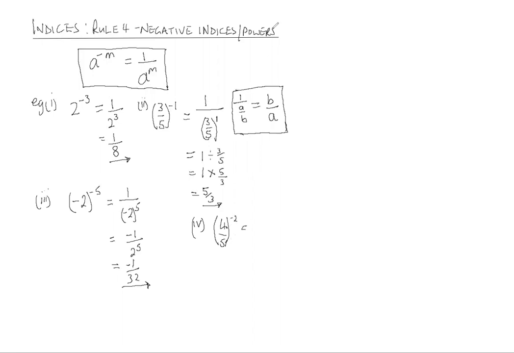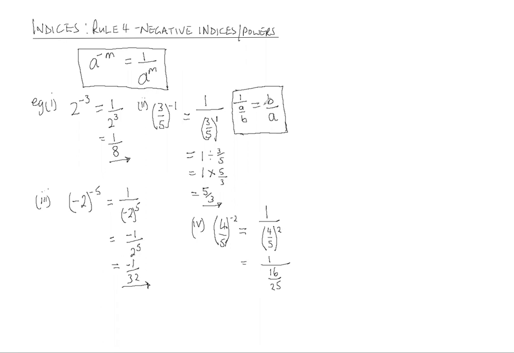So again, our principle is the same. Whenever there's a negative, start with 1 over. So this becomes 1 over 4 over 5. Now what happens with the power? The power changes from negative to positive 2. So this becomes 1 over 4 squared is 16, 5 squared is 25.